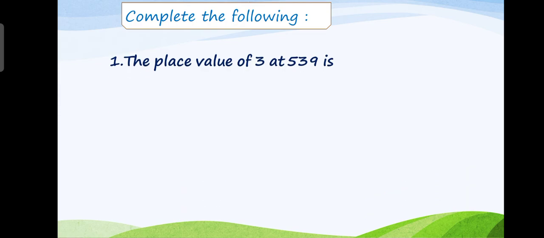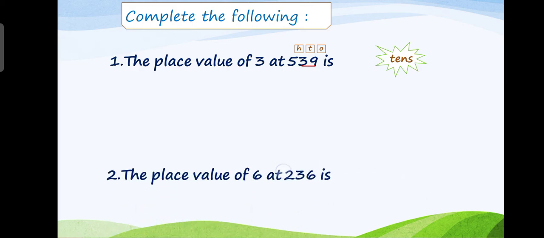Complete the following. We need to find the place value. Place. That means the number is in which place. The place value of 3 at 539 is... I will write the places: ones, tens, hundreds. So 3 is in which place? In tens. He needs the place value. Place. The number is in which place.